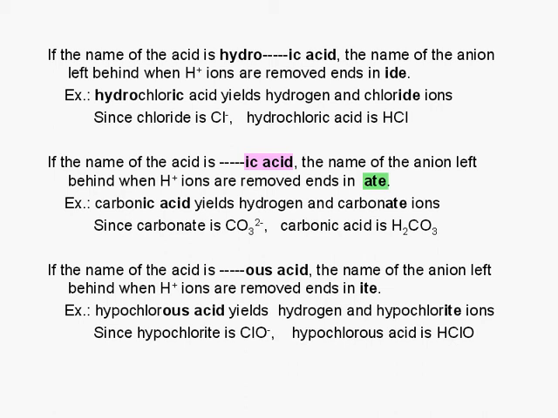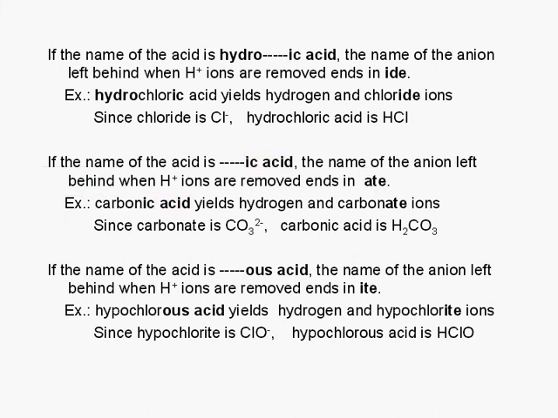For example, carbonic acid does not start with hydro, but it ends in ic acid. Therefore, the anion left behind when hydrogen ions break off from carbonic acid is carbonate. Carbonate is CO3 with a -2 charge. The -2 charge means that the molecule it came from must have produced 2 hydrogen ions. So the formula of carbonic acid is H2CO3.